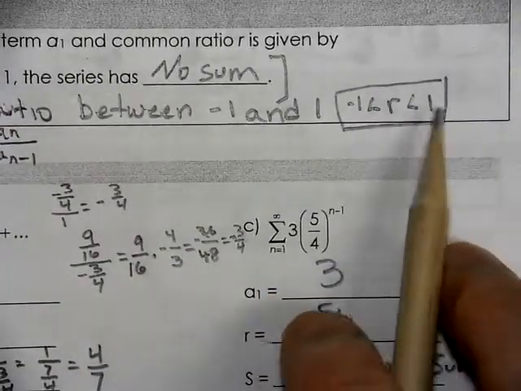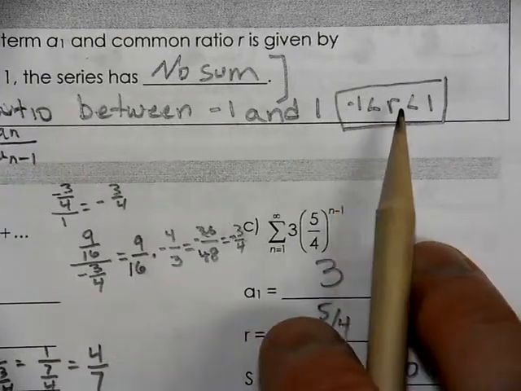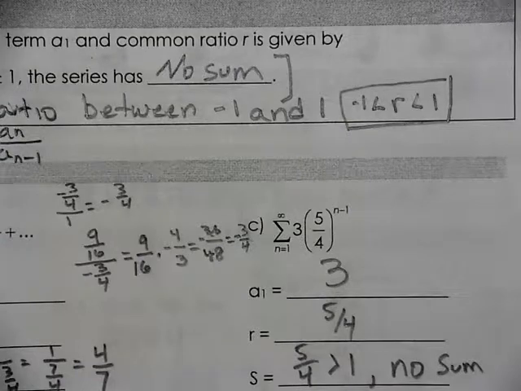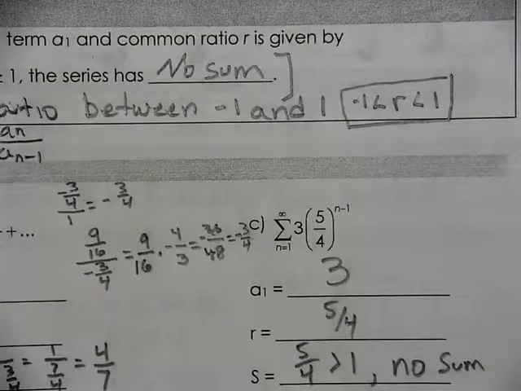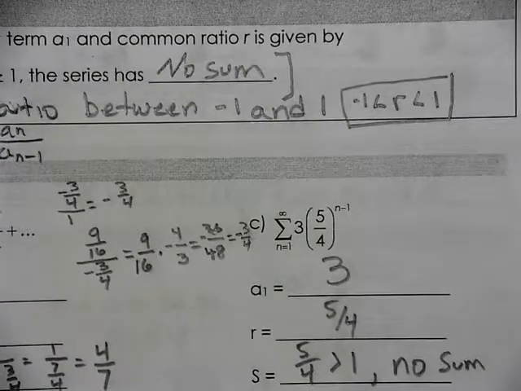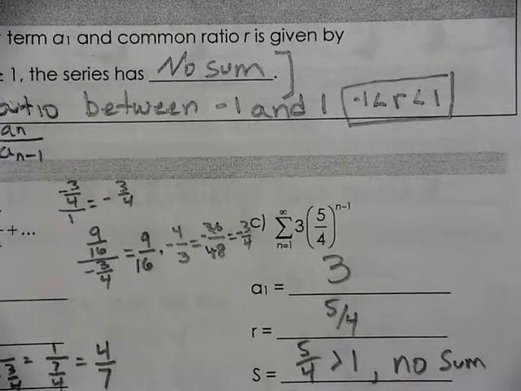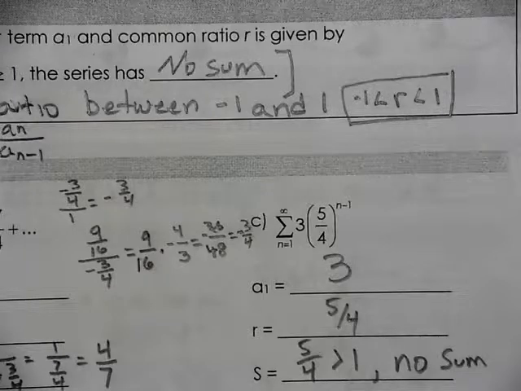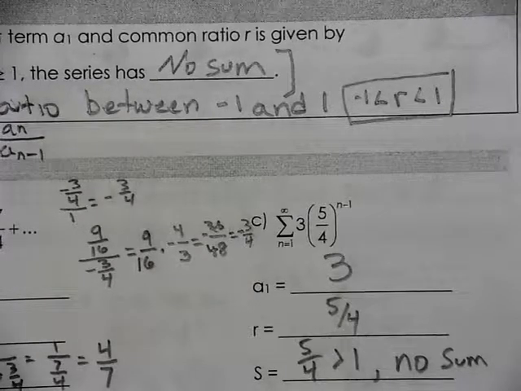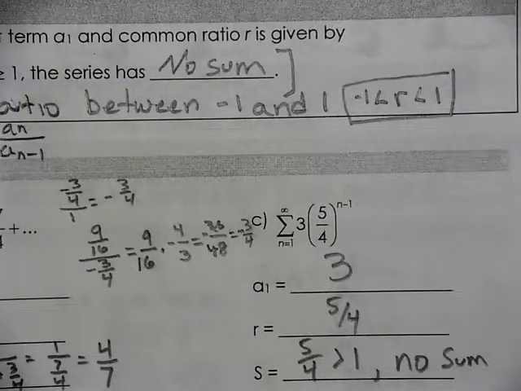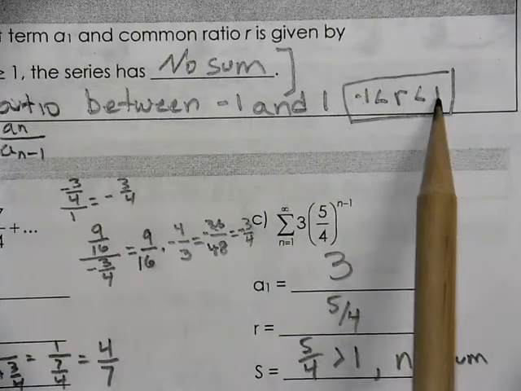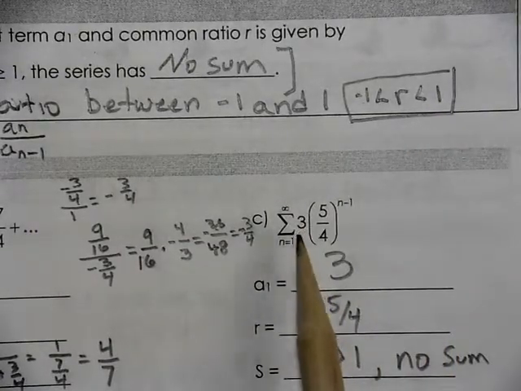The R value has to be less than 1, but it has to be greater than -1. If we have a geometric series, remember, a sequence is a list of numbers with commas between them. A series is a list of numbers with plus signs or minus signs in between them. If it's a geometric infinite series and the R value is between -1 and 1, then we can still find its sum.